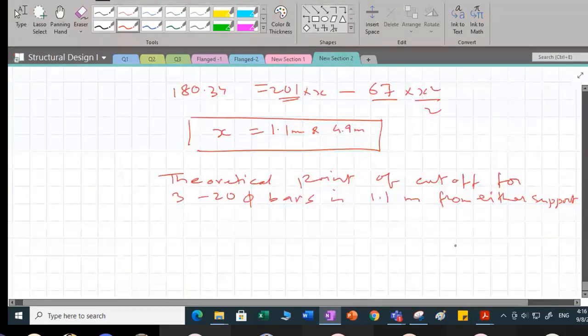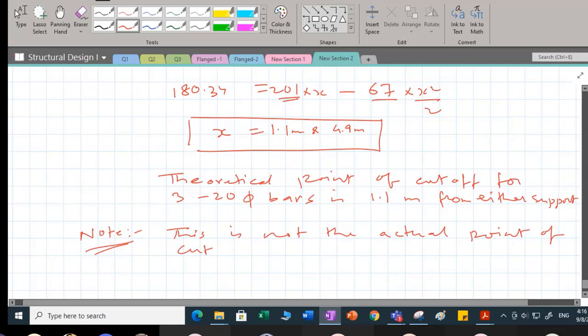But please understand, actually we do not curtail our bar at the theoretical cutoff point. Please make this note that this is not the actual point of cutoff. We'll see this, because there is a provision in the code, so we should understand development length first. Once we know about development length, we actually extend by a certain length from the theoretical cutoff point. Then we decide where exactly you should finally curtail your bar.